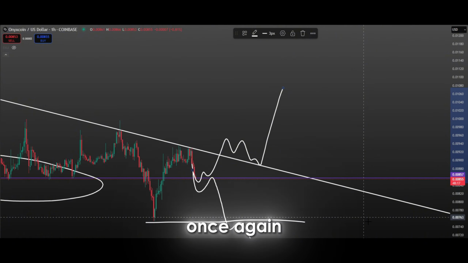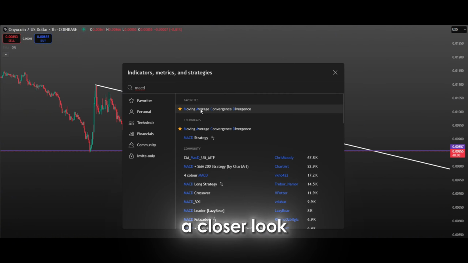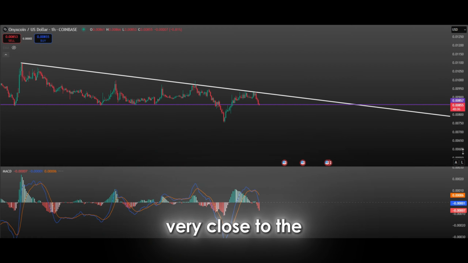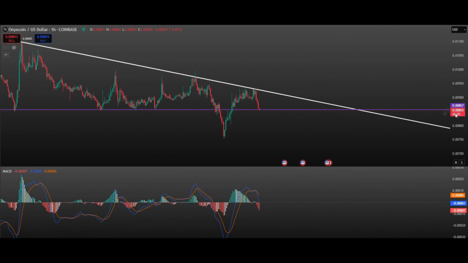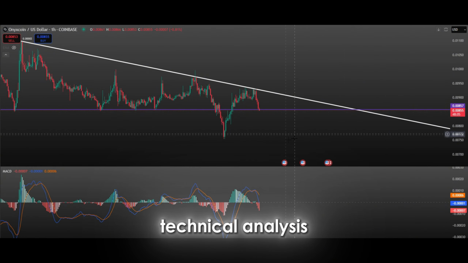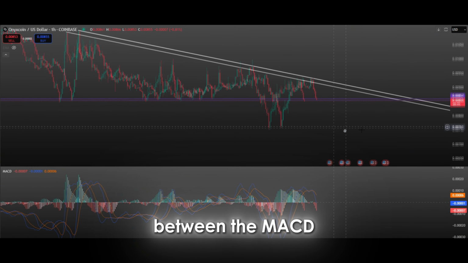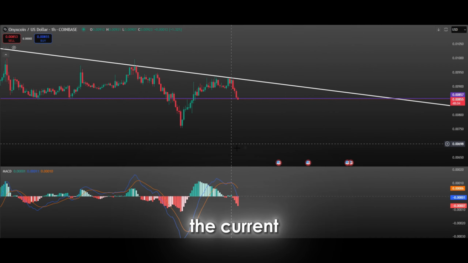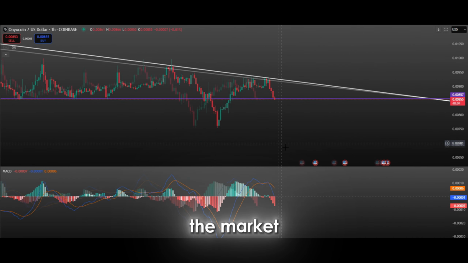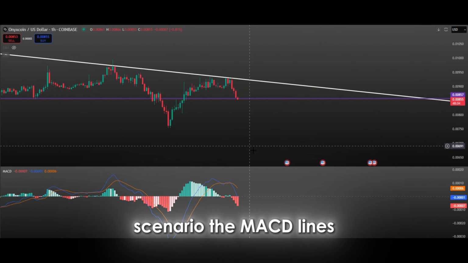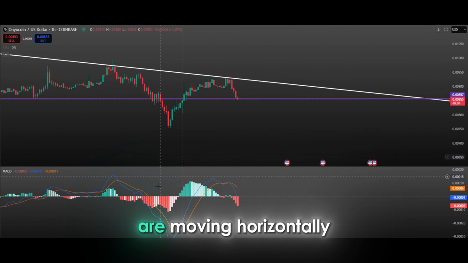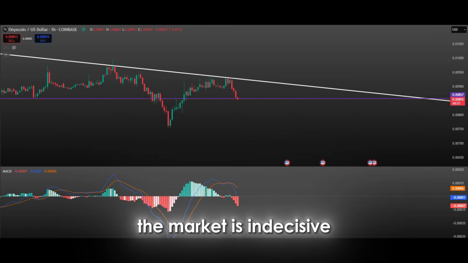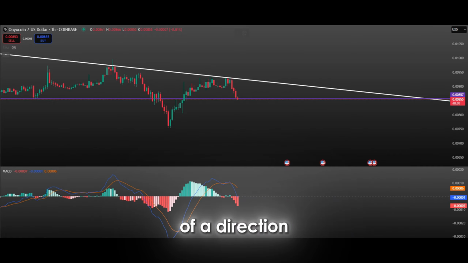When we take a closer look at the MACD indicator, we can see that the lines are currently trading very close to the zero line. This is a crucial position in technical analysis because the distance between the MACD and the zero line is an important indicator for assessing the current momentum strength and trend direction in the market. In the current scenario, the MACD lines are moving horizontally at this zero level, clearly showing that the market is indecisive and in search of a direction.